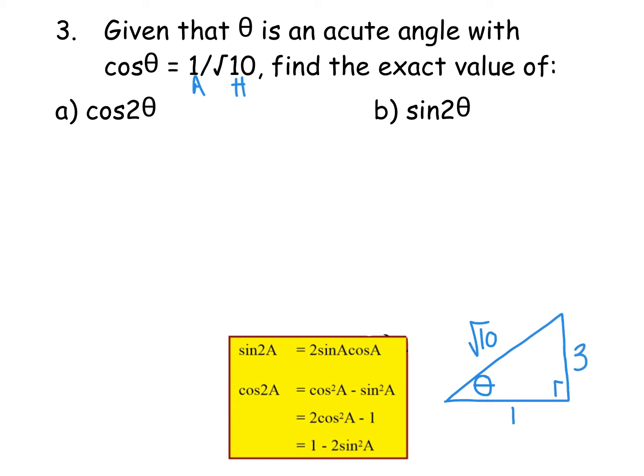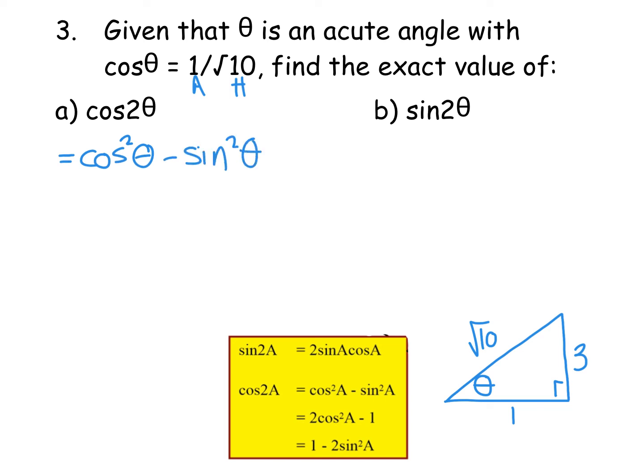Right, so for cos 2 theta, you've got 3 options to choose from here. You can use the top, the middle, or the bottom. Personally, I prefer the middle one. I think it's the easiest, but I'm going to do the first couple and just show you that it works out the same. So I'm going to rewrite cos 2 theta as cos squared theta minus sin squared theta first.